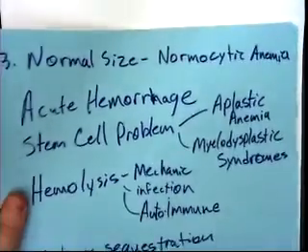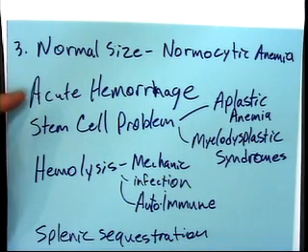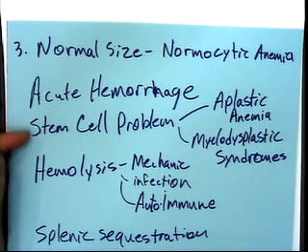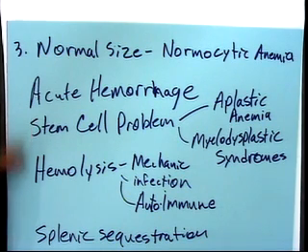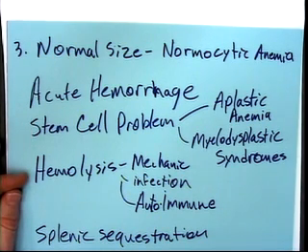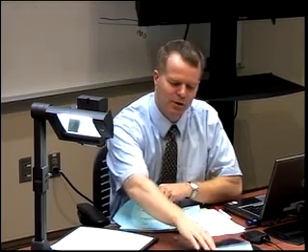Or finally, red blood cells are the normal size, and this is really the most complex and largest category, but the ones that you need to be responsible for are acute hemorrhage or acute blood loss, stem cell problems where they're not producing enough red blood cells, hemolysis where the red blood cells are being produced but they're being destroyed for whatever reason, and splenic sequestration where you still have all the red blood cells, they're just stuck in your spleen and not getting out to circulate where they need to be. So those are the causes of anemia that you need to be responsible for, and we'll go ahead and move on.